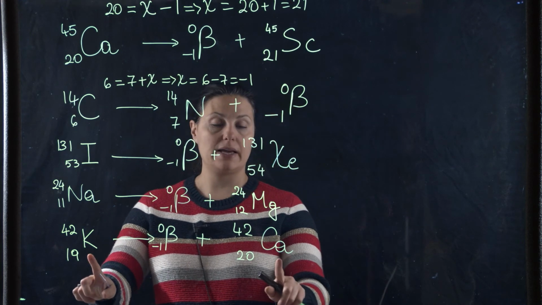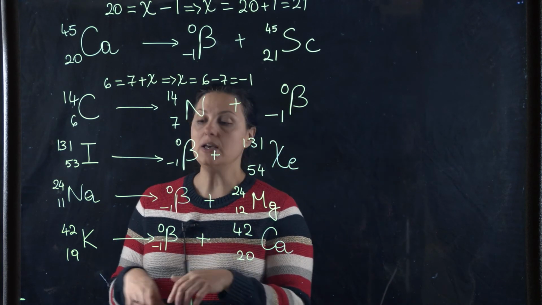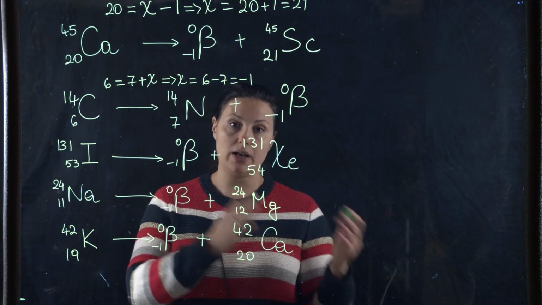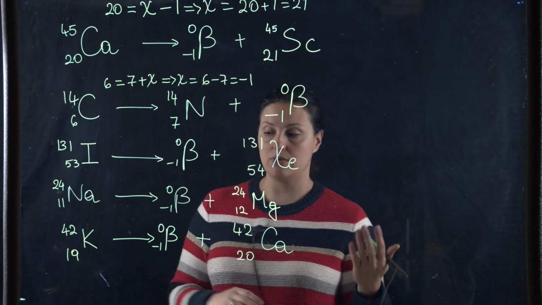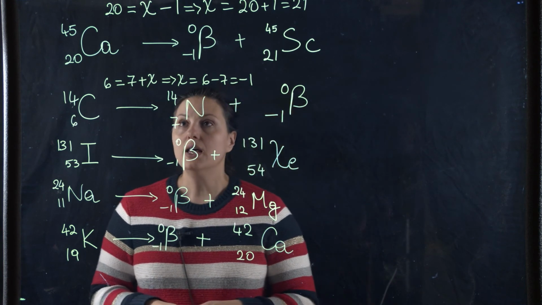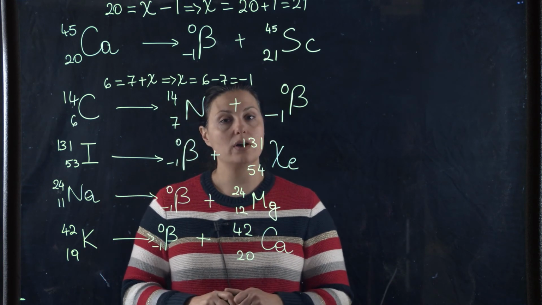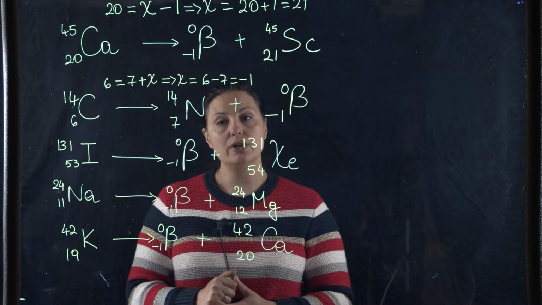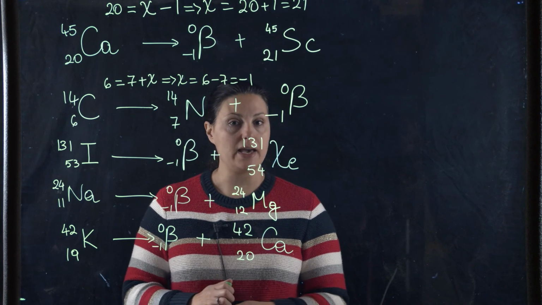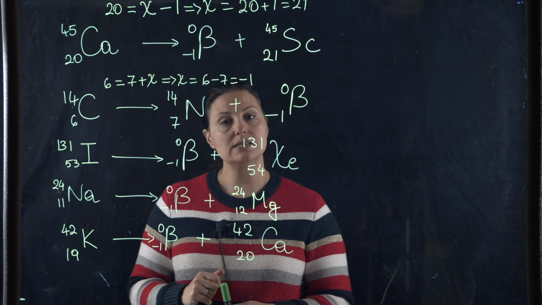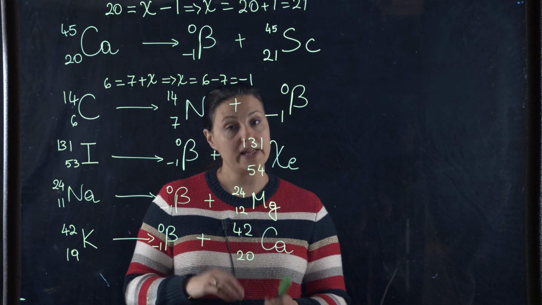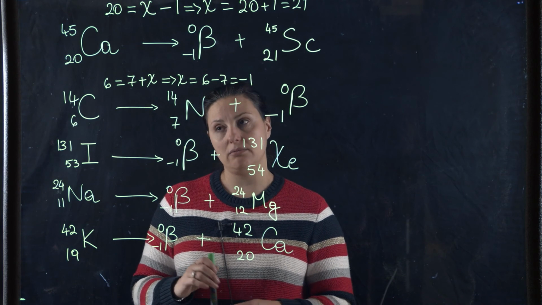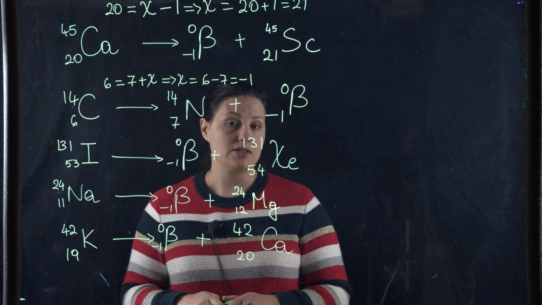So potassium and calcium are right next to each other, and calcium is to the right of potassium as you look at the periodic table. This is how you work the nuclear reactions with a beta decay. I'm going to erase this, and then in the next slide we're going to work on balancing nuclear reactions with a positron emission.